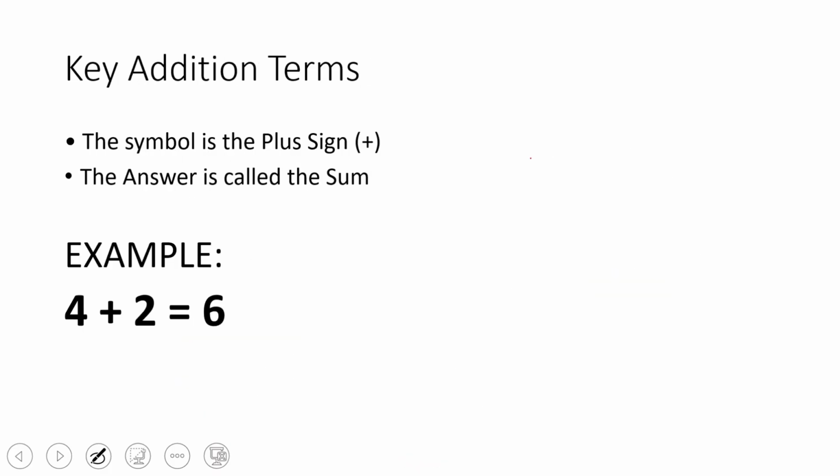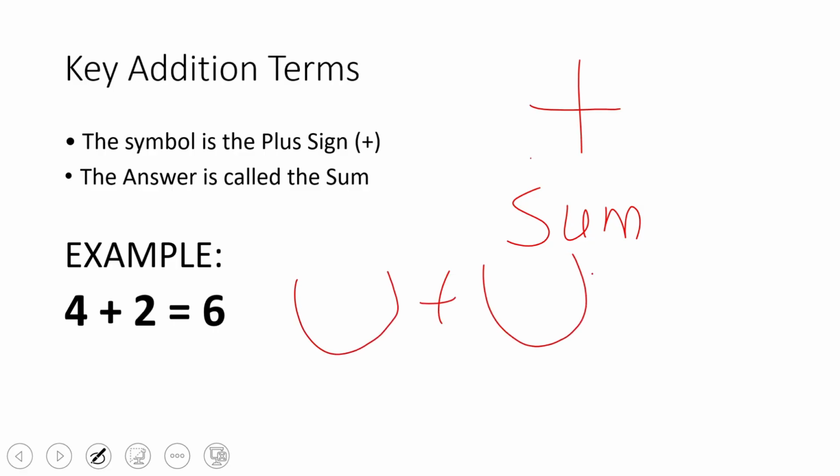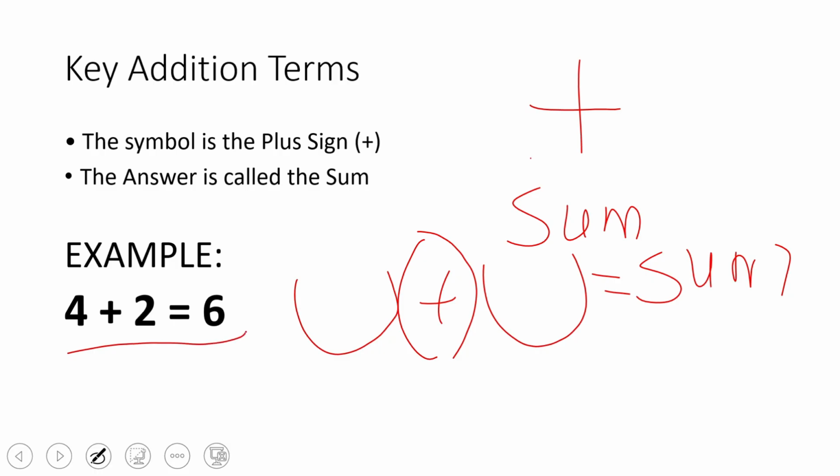Now the symbol you use for addition is the plus sign, and the answer is called the sum. So when you add a number to another number, you use the plus sign to denote addition, and the answer is going to give you a sum. So let's try this: 4 plus 2. You have 4 biscuits and you add 2 more biscuits to the 4 biscuits. The total is going to give you 6. So this 6 is what we call the sum.